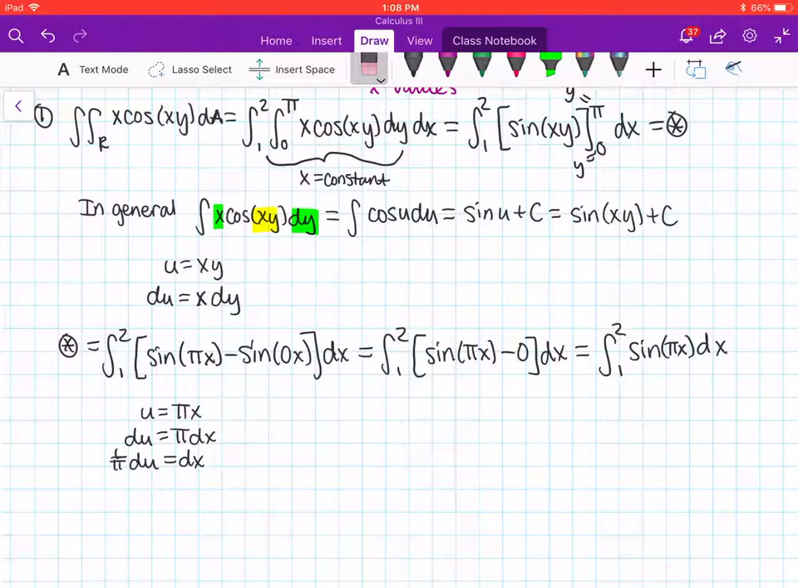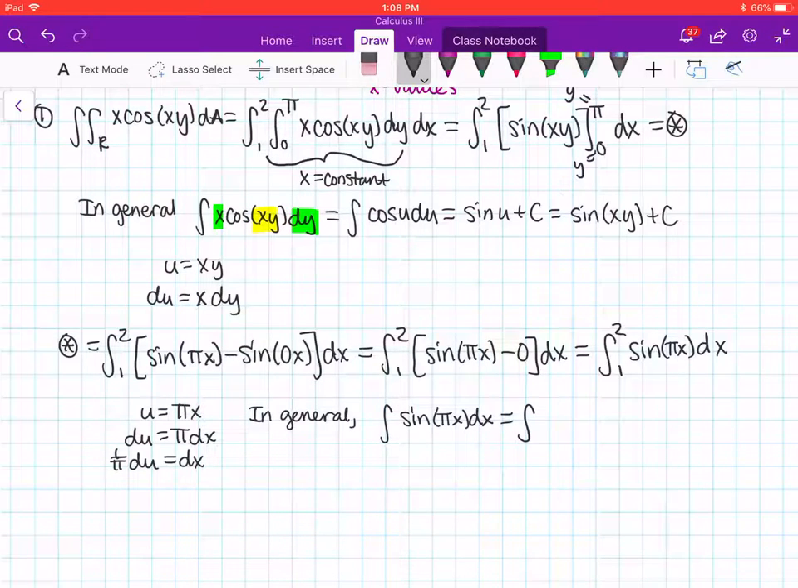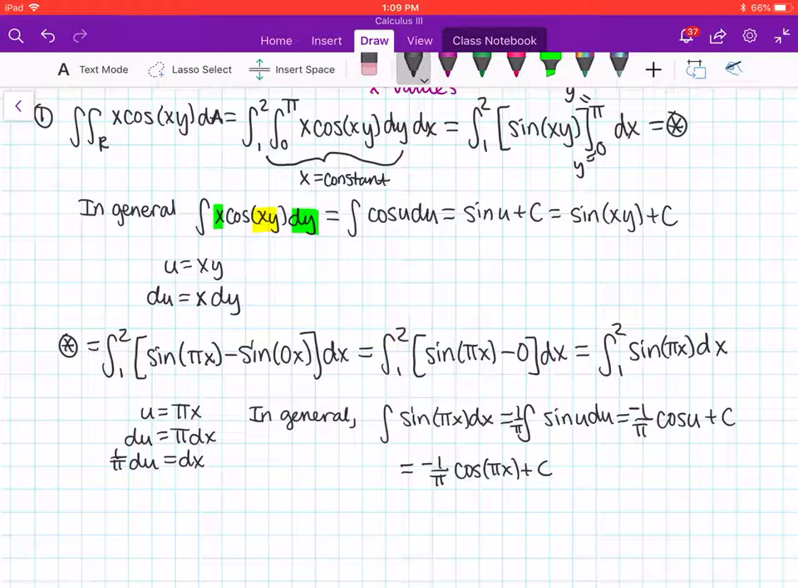So in general, without our limits, we have this integral. We're going to do the substitution. So we get sine of u, and then 1 over pi, and a du. And then the integral of that is 1 over pi, and we get cosine u, but then we have to make it negative, plus c. We're going to substitute back in for u. And there's our integral in general. So let's say that this now equals star.